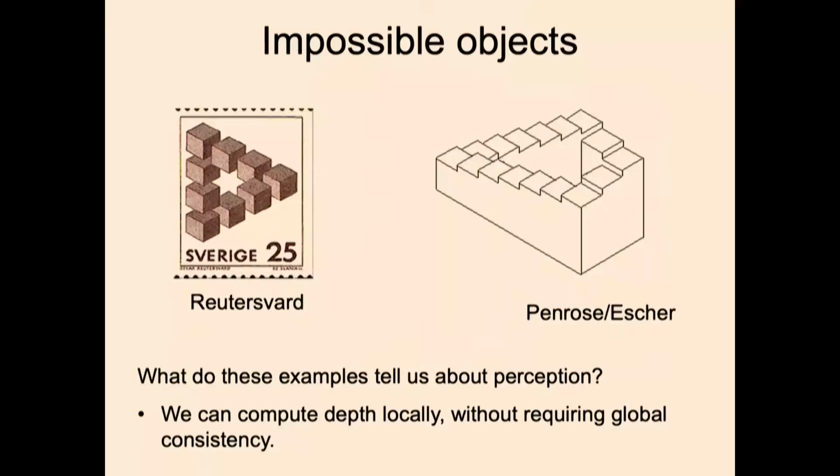So why do you suppose that vision might work like this, right? Why do you think it might be the case that you make these inferences locally without really enforcing global consistency? Any ideas?